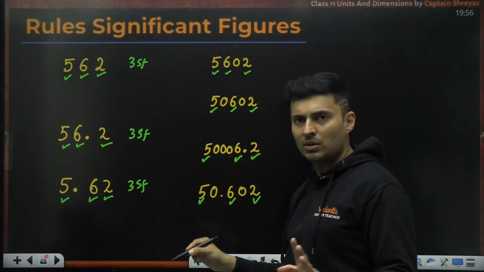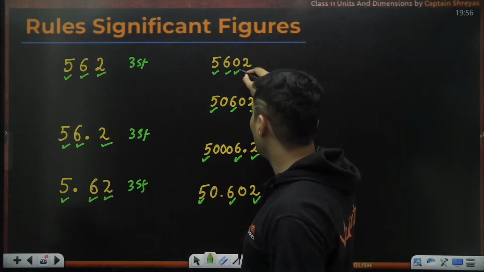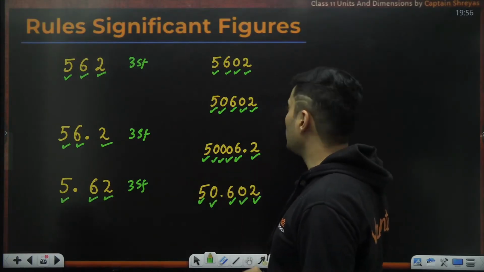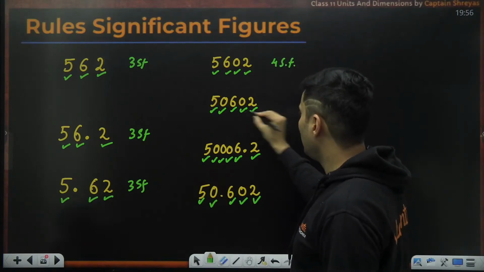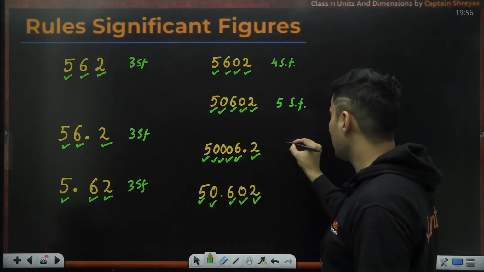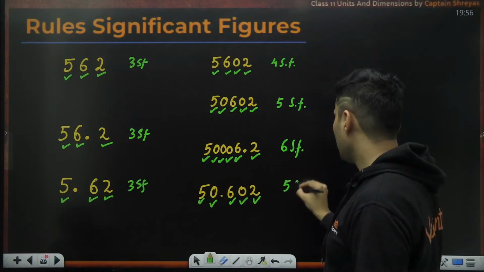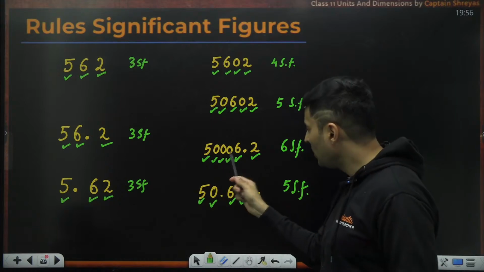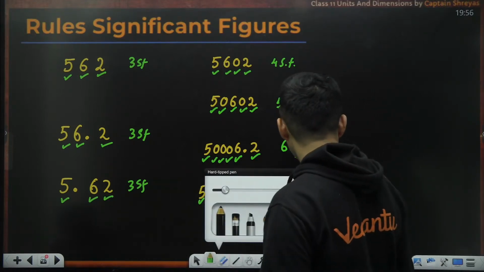Anything which is between non-zeros, which is significant, will automatically become significant. So this 0 has to be counted. These two also, these three also, this and this also. So this has 4 significant figures. This has 5 significant figures. This has 6 significant figures. This has 5 significant figures. That's how you solve them. So any 0 which is between two significants has to be counted. Is that absolutely clear, my dear students?